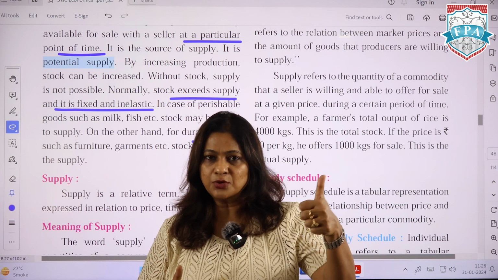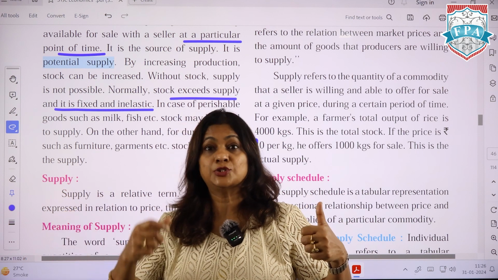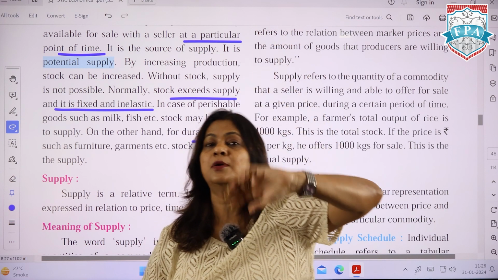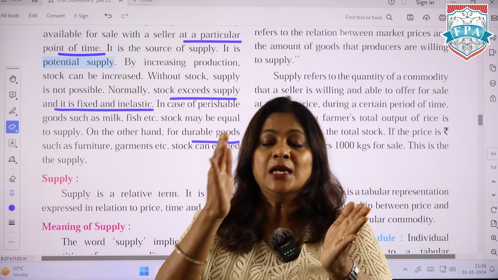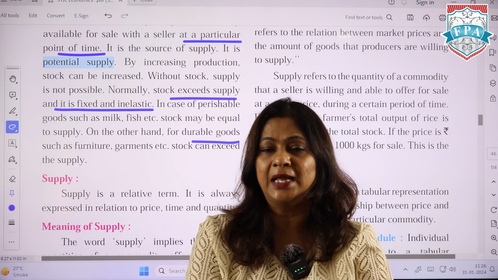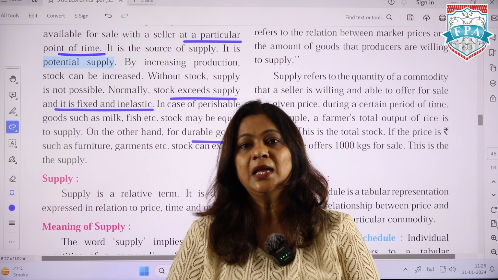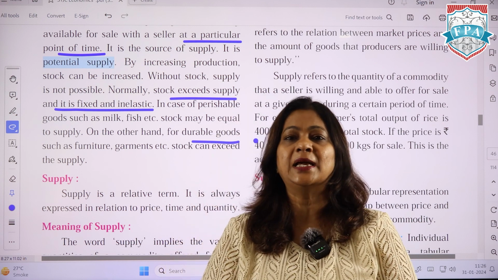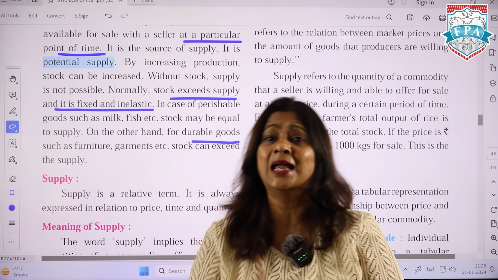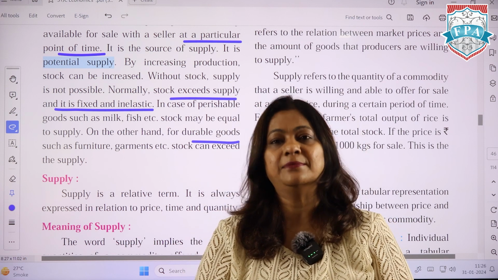So we are clear with total output, stock and supply. Supply is a relative term. Stock is fixed and inelastic. I can increase my stock by increasing my production. Stock in case of perishable goods may be equivalent to supply, but in case of durable goods, stock will be higher than supply. And when you're writing the definition of supply, it is the quantity of goods which the supplier is ready to sell at a particular time at a given period of time.